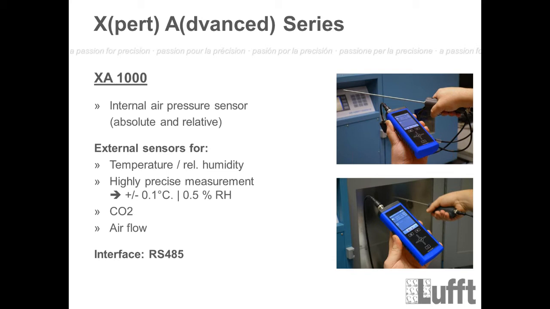So that means the height of the place where you are standing or where you are measuring. This can be done in the manual. Also, Mr. Süß will show you that later anyway, how to do that. So that's the internal sensor, which is the air pressure sensor. Of course, we will be able to connect also external sensors.